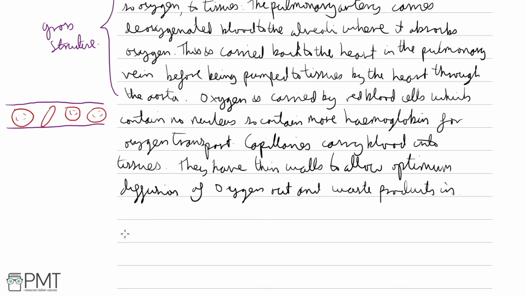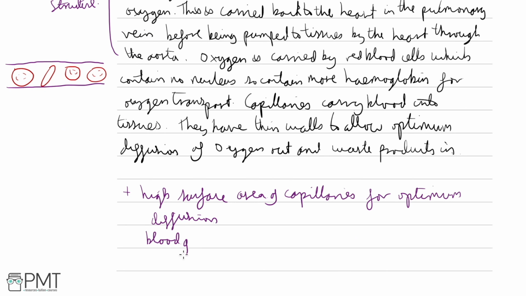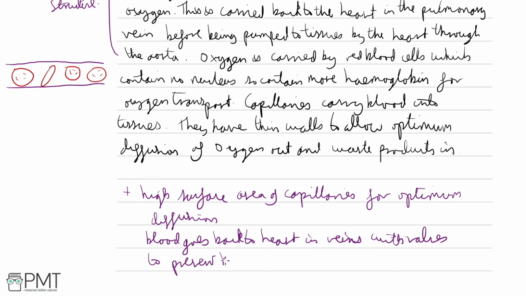Now, an answer like this would certainly gain 6 marks, but there are other points that you could make. This include the high surface area of capillaries for optimum diffusion, and also the way in which the blood returns to the heart in veins with valves that prevent backflow. In fact, you can mention any correct point in this sort of question and you'll gain the marks. It's all about making your answer clear, relevant and detailed.